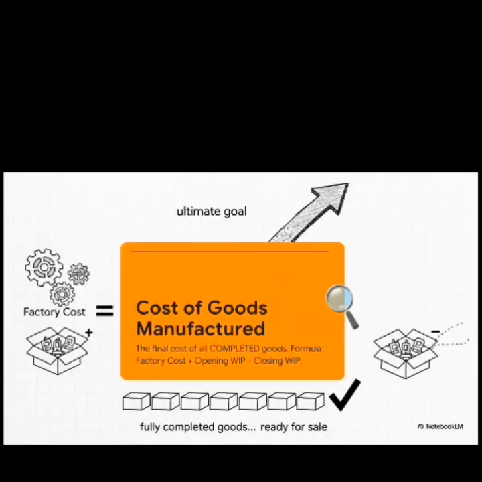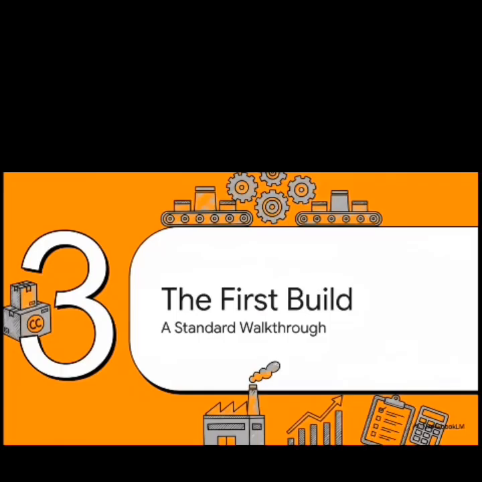And that brings us to the grand finale, the cost of goods manufactured. This is the number we've been working towards. We take our total factory cost and then adjust it for that work in progress we mentioned. So we add the value of any half-finished goods from the start of the period and subtract whatever's still on the line at the end. What you're left with is the total cost of only the goods that were fully completed and are now ready to be sold.